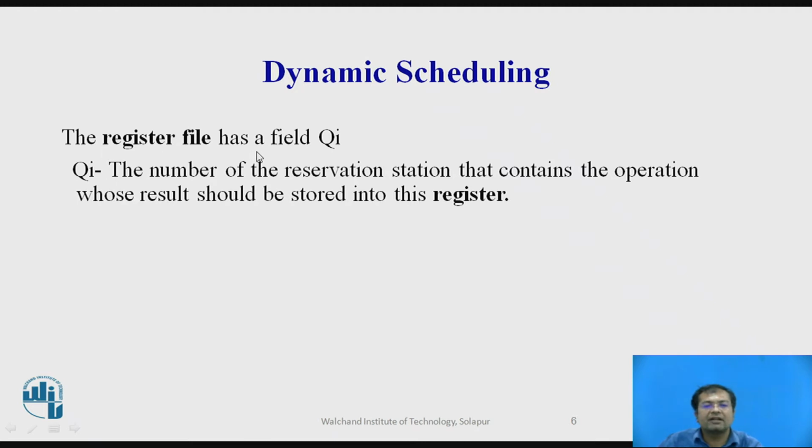The register file has the field Qi. It indicates, for the respective registers of the given set of instructions that are going to hold the results, the number of the reservation station that contains the operation whose result should be stored into that register.